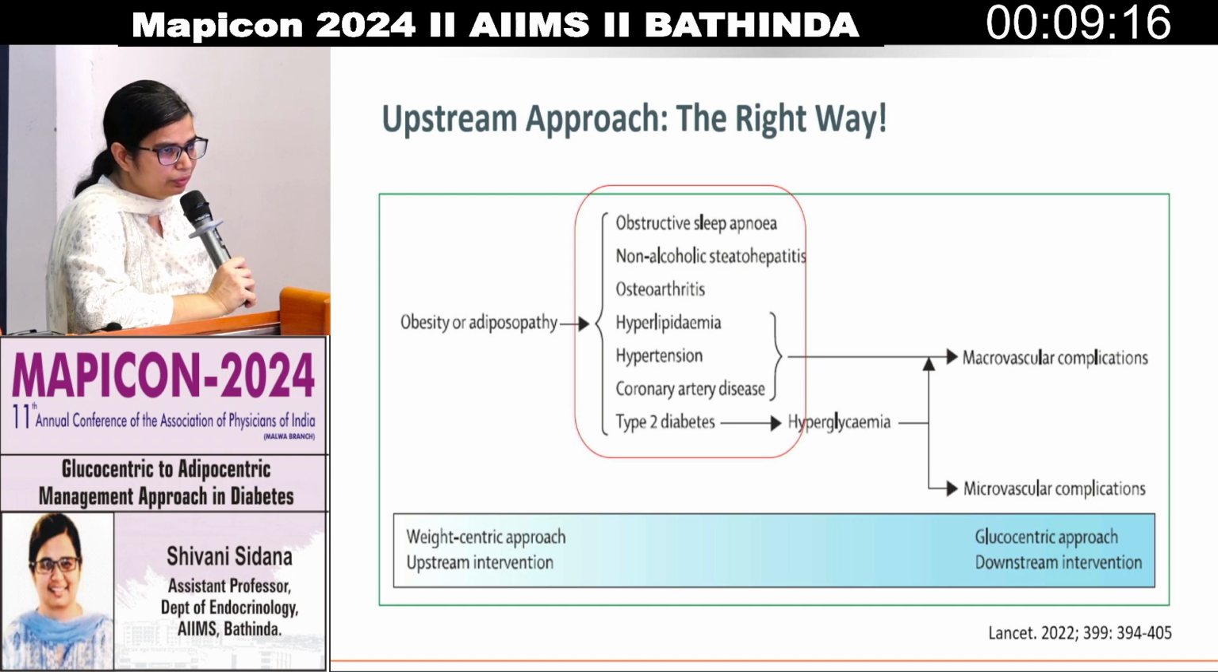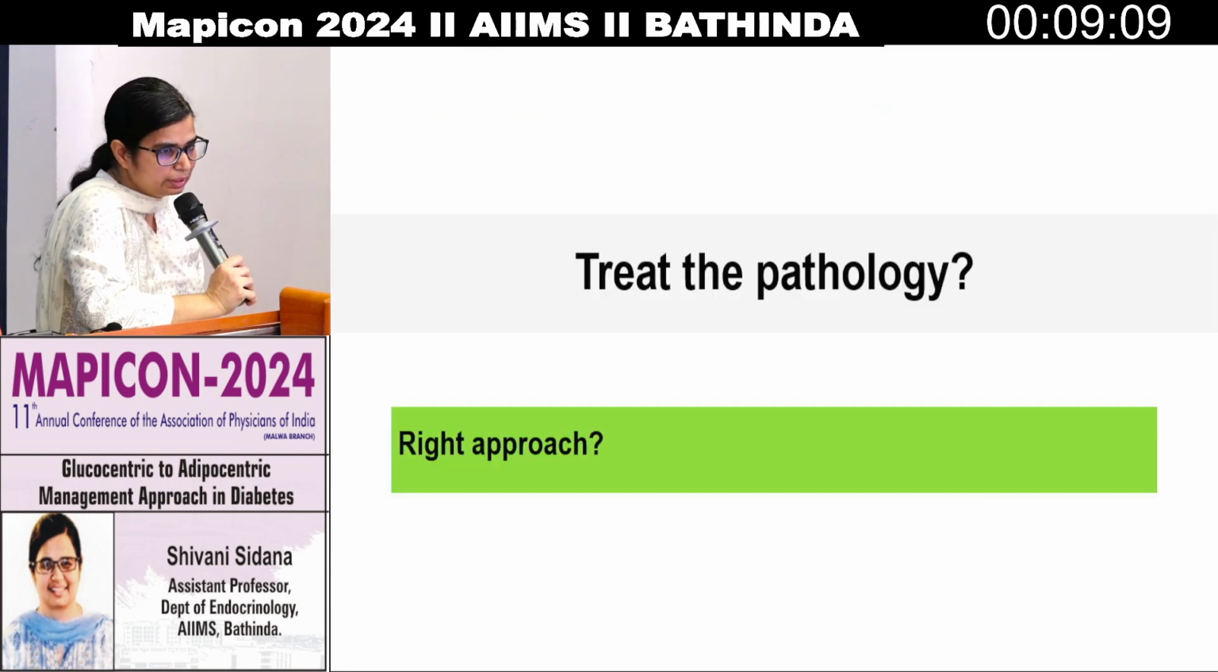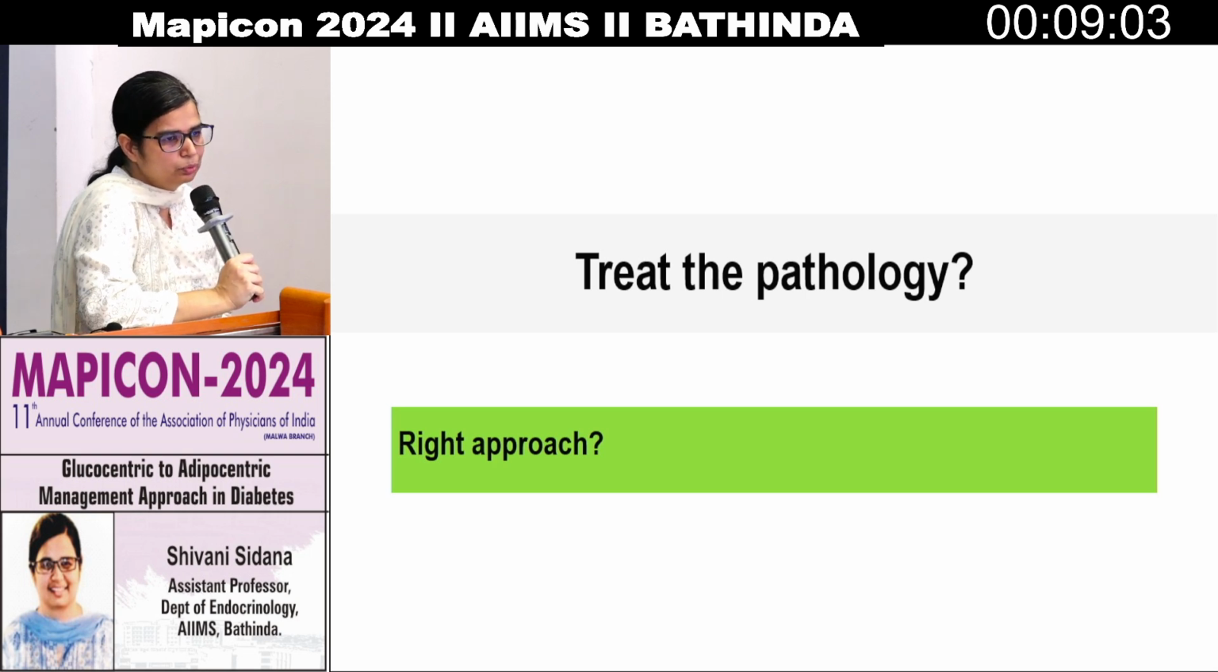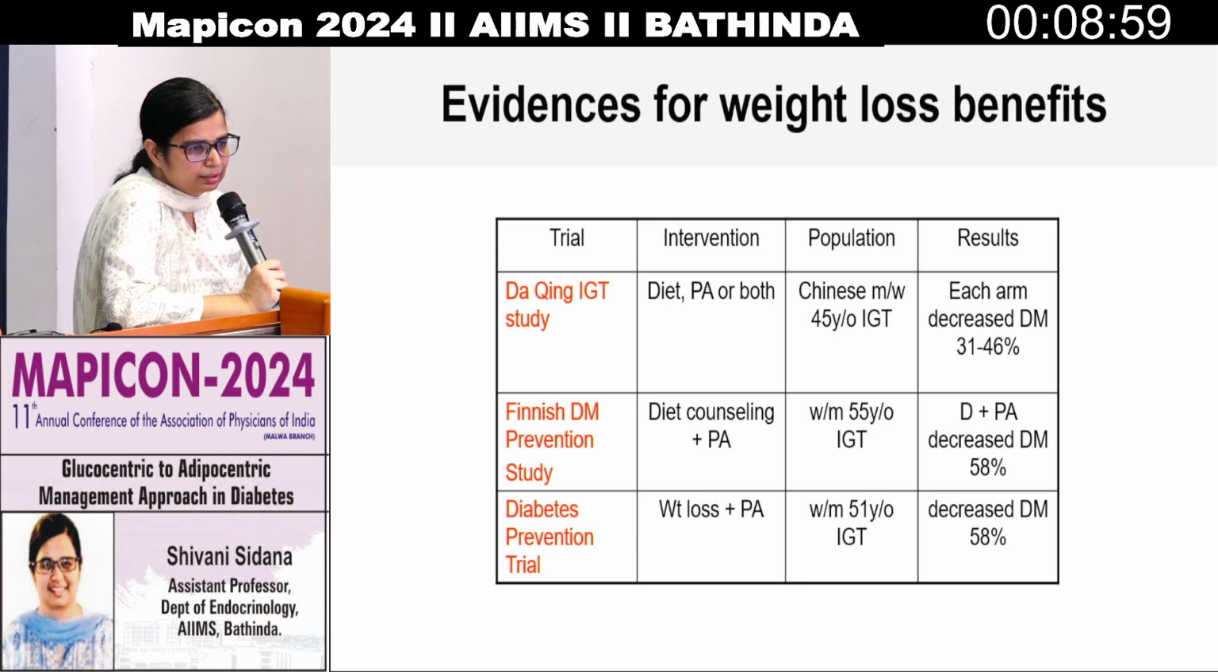So managing weight is the upstream approach in managing the patient who has developed diabetes or who is at risk of developing diabetes. Treating the pathology is the right approach rather than just controlling the blood glucose level. So do we have evidence supporting these statements?